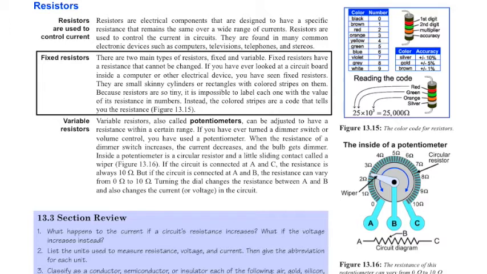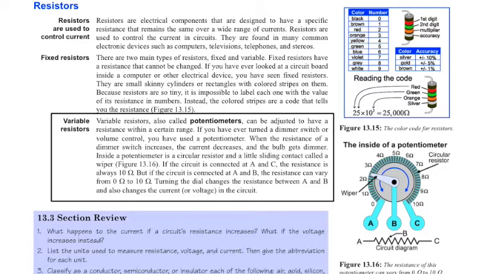If you have ever looked at a circuit board inside a computer or other electrical device, you have seen fixed resistors. They are small, skinny cylinders or rectangles with colored stripes on them. Because resistors are so tiny, it is impossible to label each one with the value of its resistance in numbers. Instead, the colored stripes are a code that tells you the resistance, as shown in figure 13.15.